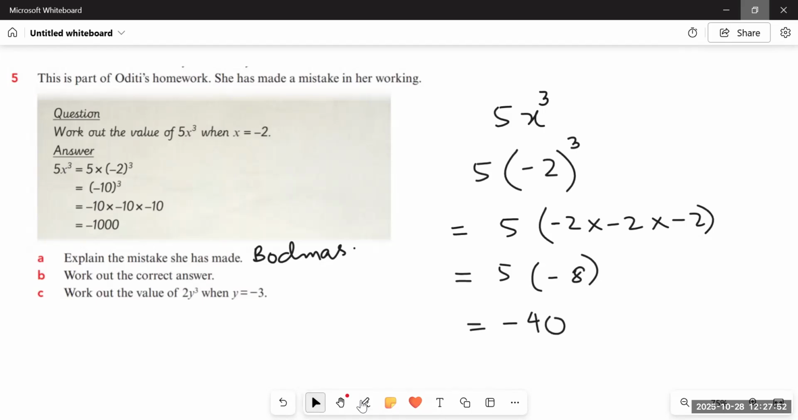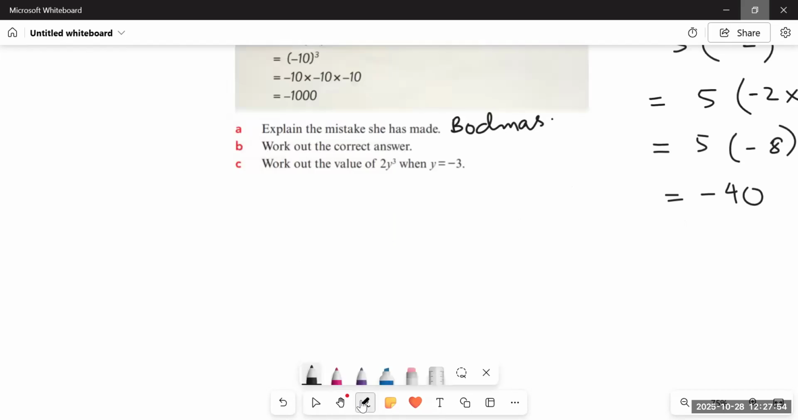Okay, so there's a huge difference between the correct answer and the wrong answer. And the same way, we have to find the value of 2y cube where the value of y is -3. So we'll keep -3 inside. First, we will find the cube of 3, and that's 27. So 3 3s are 9, 9 3s are 27. And when we multiply it with 2, it will become -54.